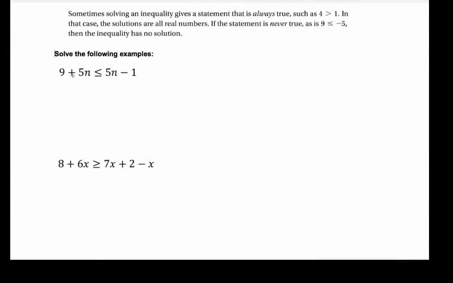Okay, first example, we have 9 plus 5n is less than or equal to 5n minus 1. So we have no simplifying to do on either side of the inequality. We can just start collecting like terms. So we're going to subtract 5n from both sides.